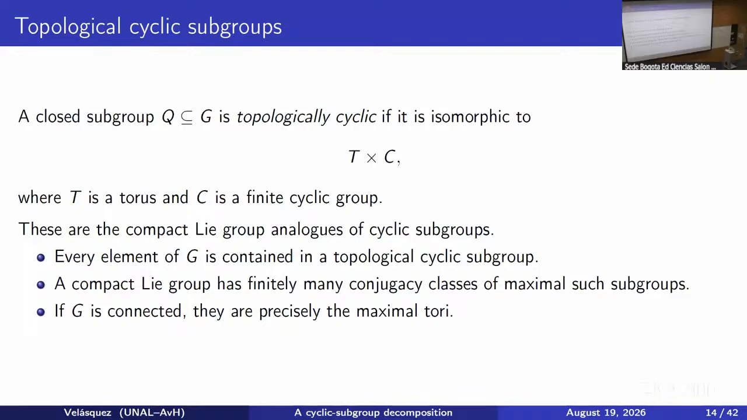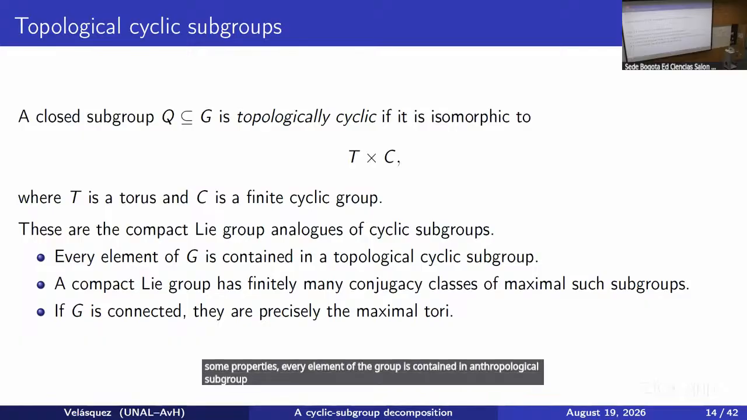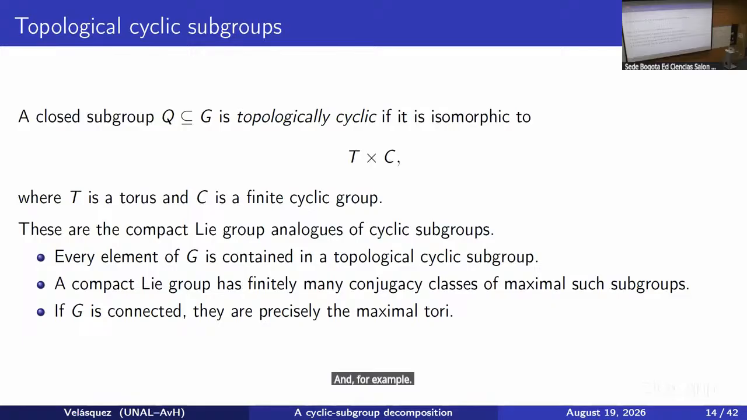Some properties. Every element of the group is contained in a topological cyclic subgroup. A compact Lie group has finitely many conjugacy classes of maximal such subgroups. And for example, if G is connected, there is precisely one conjugacy class of maximal topological cyclic subgroup, and it corresponds to the conjugacy class of the maximal torus.